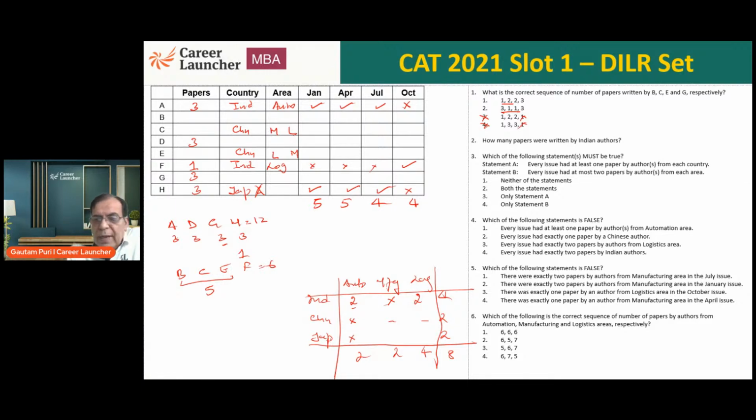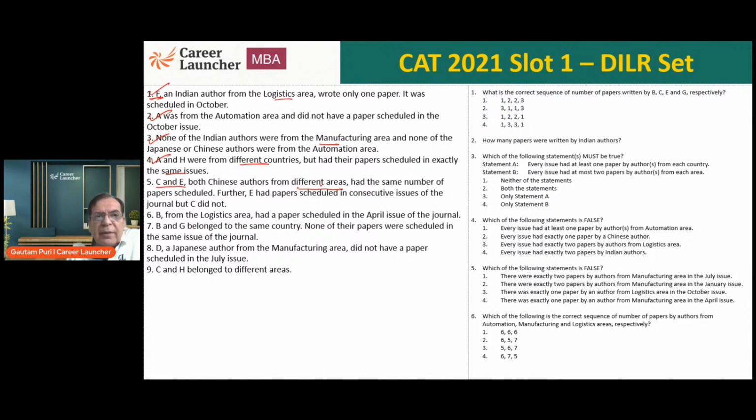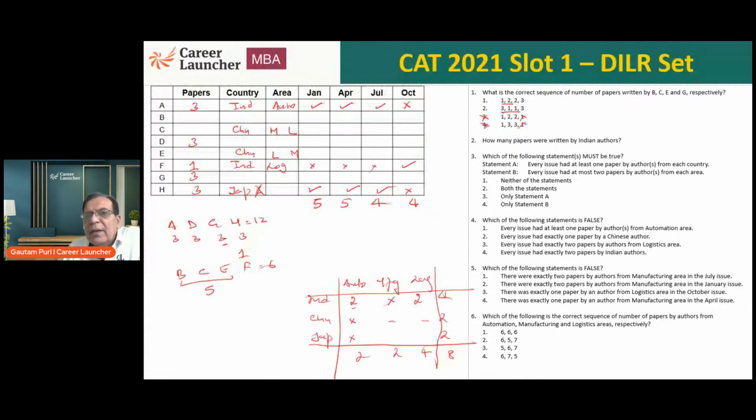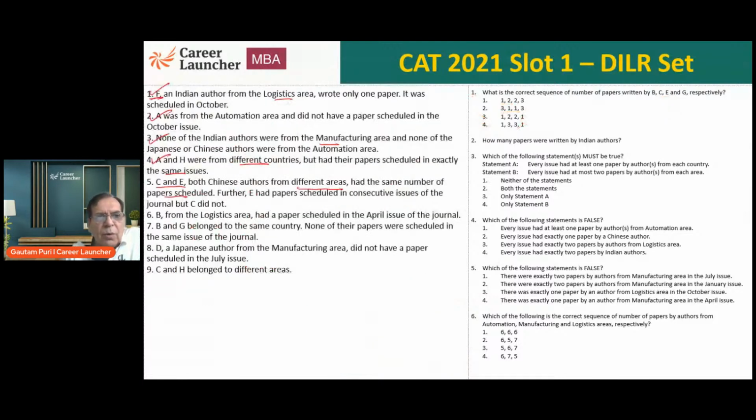Okay. So C and E, both Chinese from different areas, had the same number of papers scheduled. If you look at question number 1, C and E can either be 2-2 or 1-1, whatever that number is. Further, E had papers scheduled in consecutive issues.